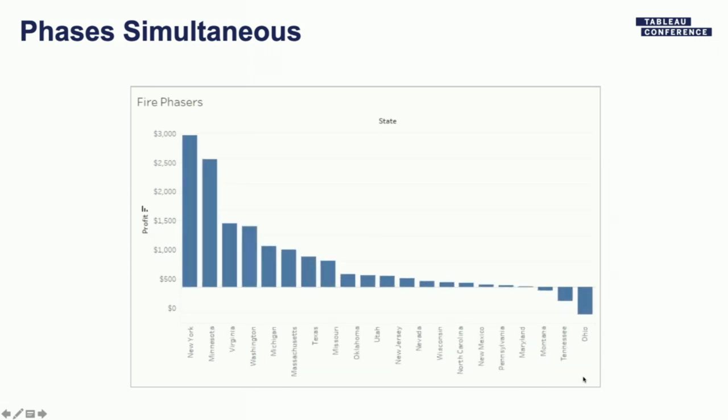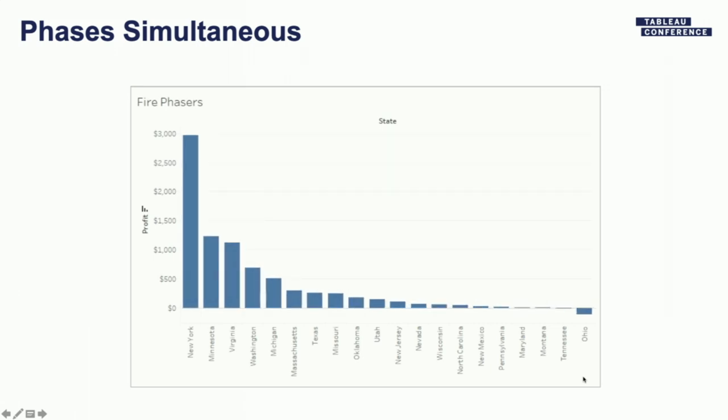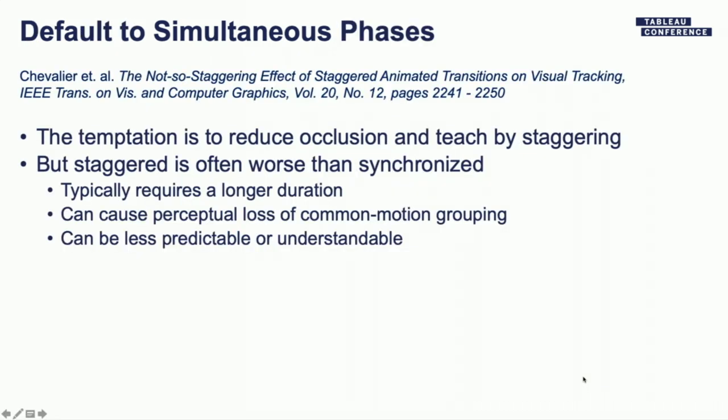The question is, which should you use? Well, honestly, the author knows best, so you decide which choice you want to use. But just to give you a little academic input to your decision, here's another paper. Again, you can tell by the title: not so staggering effect of staggered animated transitions. This particular group of authors studied a bunch of people, and they found some problems with staggering. Staggering would be not doing it all at the same time.